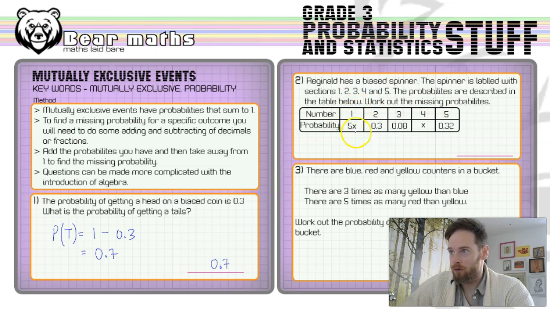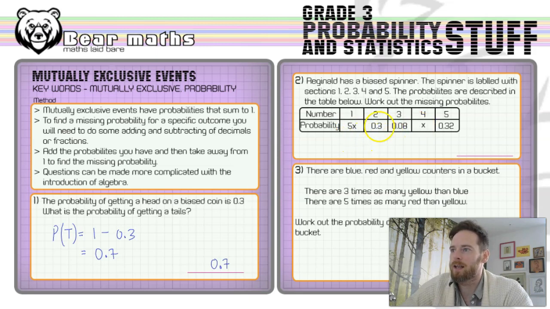The probability, unfortunately, has been given to us as an expression, 5x, for landing on a number 1. Then we've got the actual probability of 0.3, or 30% chance of it landing on a 2, whatever you want to call it, but 0.3 as a decimal, 0.08x and 0.32. So in this question, we've got to form a bit of an equation. If you're not sure what I'm talking about, go and watch the forming equations video in the algebra section.